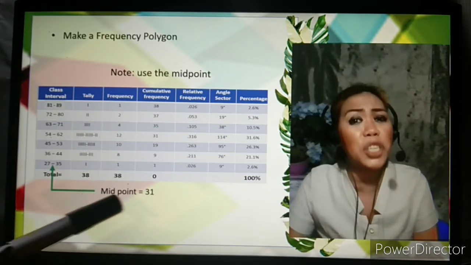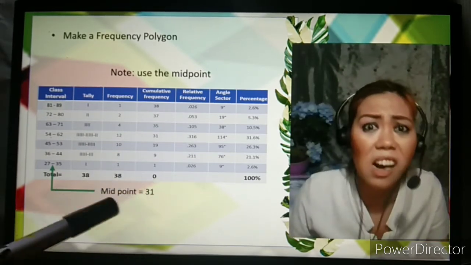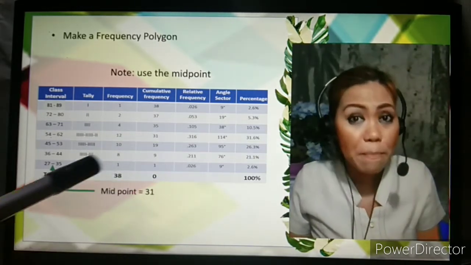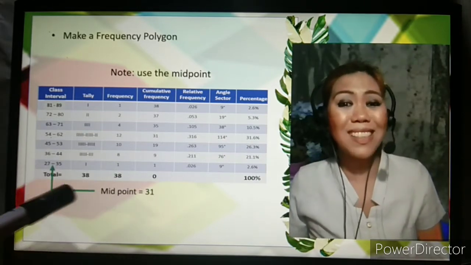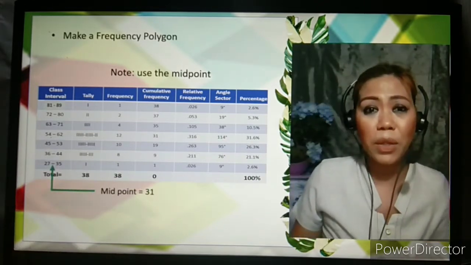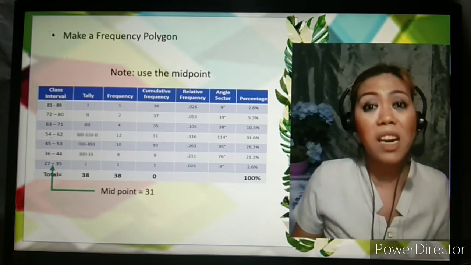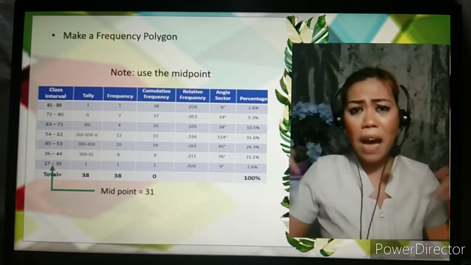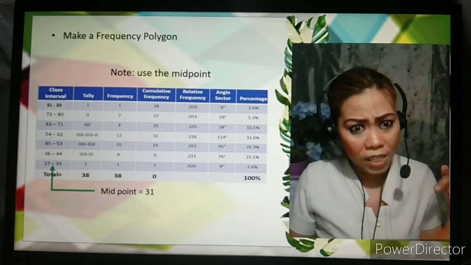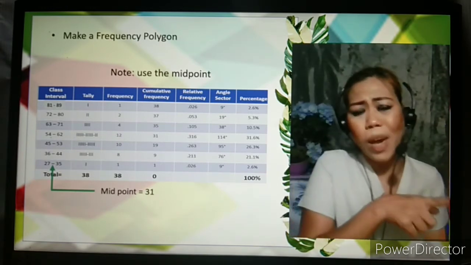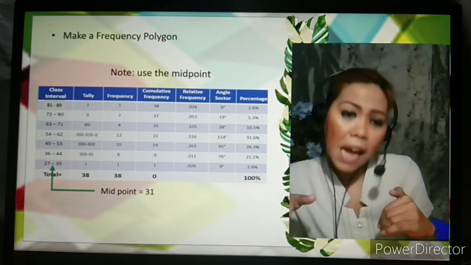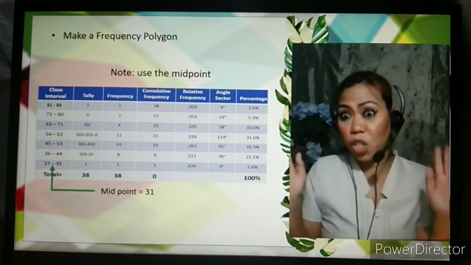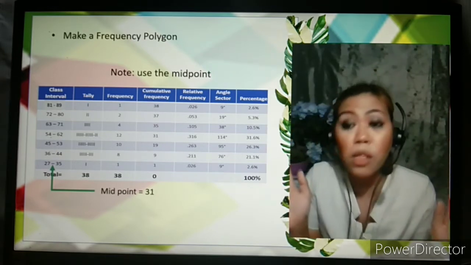But before we make a frequency polygon or a Cartesian plane, we just have to get the midpoint. We'll be using the midpoint to make a frequency polygon. How to get the midpoint? Look at the bottom. So guys, from 27 to 35, the middle number of that is 31, right? So let's just check. Why is it 31?